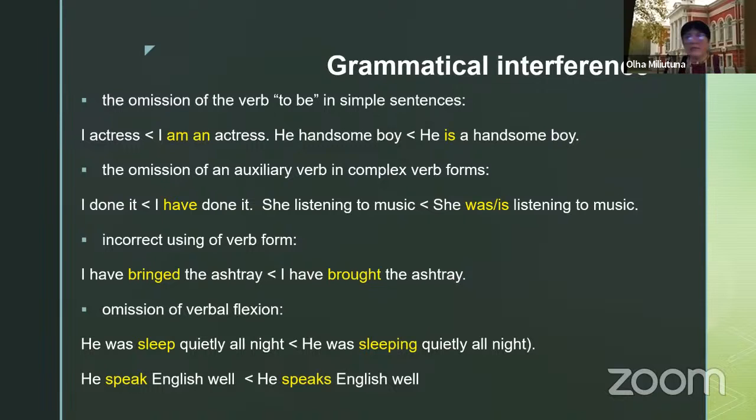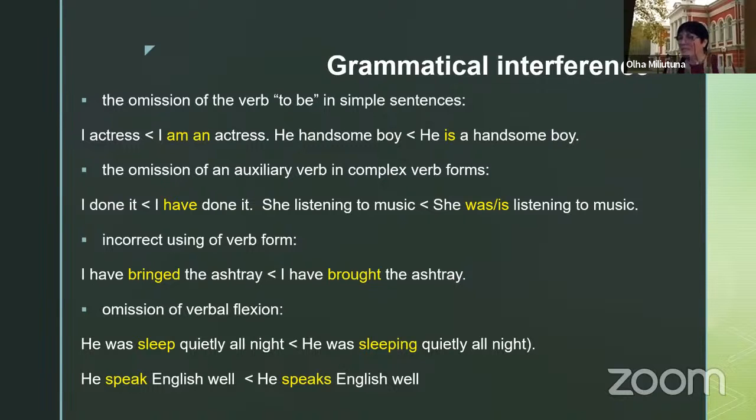Well, the next case is the omission of an auxiliary verb in complex verb forms. It is due to the absence of complex verb forms in the Ukrainian language. Well, we can say I done it instead of I have done it. Or she listening to music instead of she is or was listening to it.